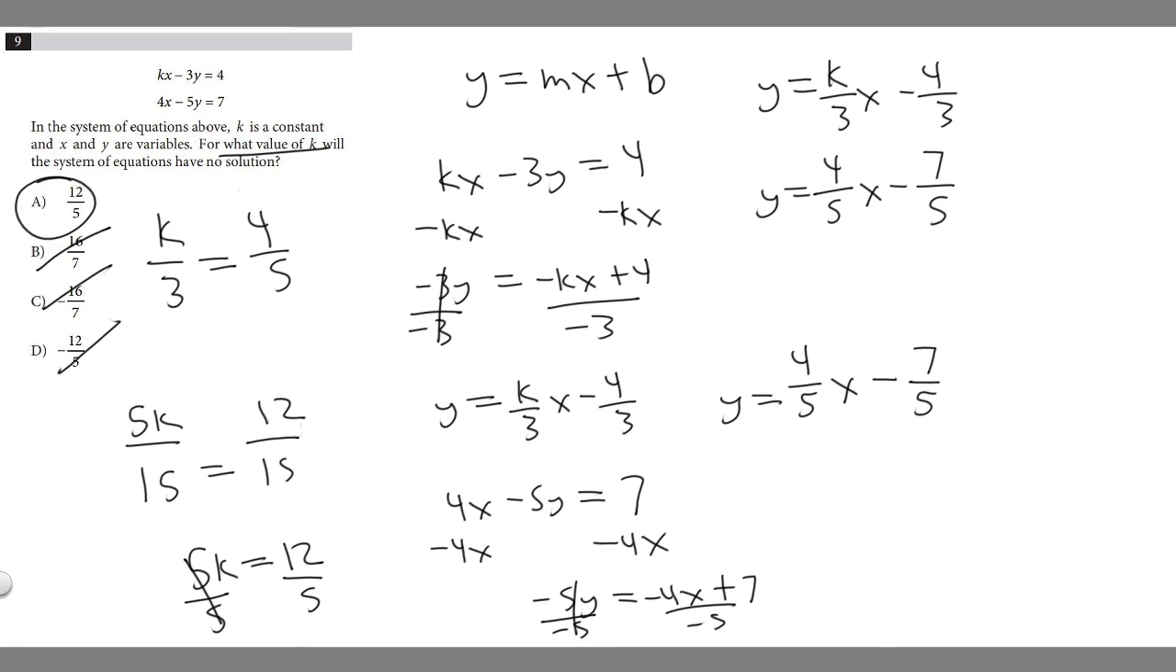And so the key takeaway from this problem is when equations have no solution. They don't have a solution when the lines are parallel. So keep that in mind for future problems.